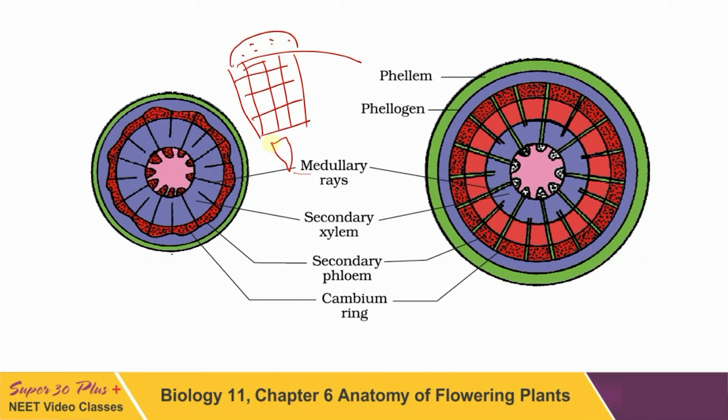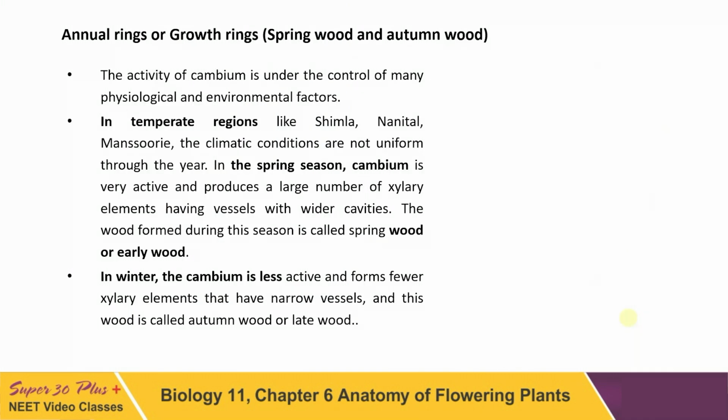Here that will be the primary xylem. Here that will be the primary phloem. And in between, these are the medullary rays which do not differentiate as secondary xylem and secondary phloem. Is it clear? The same thing we have shown here. What is this? This is the primary xylem, which remains intact, and here you can see the same tissues. Is it right?